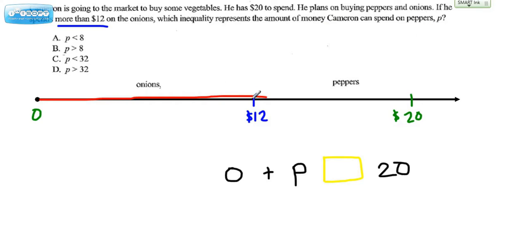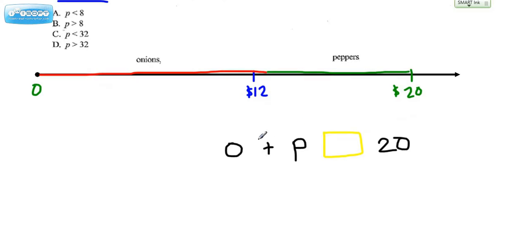So I just kind of ballparked where $12 would be. And we have to visualize that this onion amount is more than $12. So we have to think about what are some potential representations for this green line, like how long is that green line. Now let's just proceed with what we would do if this was an actual equation.